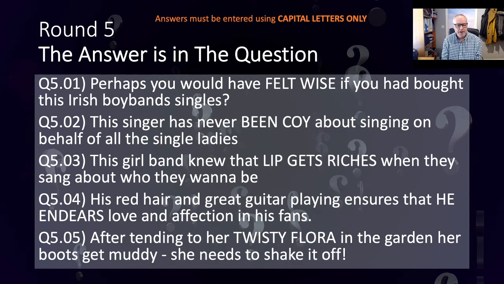And question number 5. After tending to her twisty flora in the garden, her boots get muddy. She needs to shake it off. But who am I talking about here? Let's just pause here while we give you a chance to catch up on the first 5 questions.